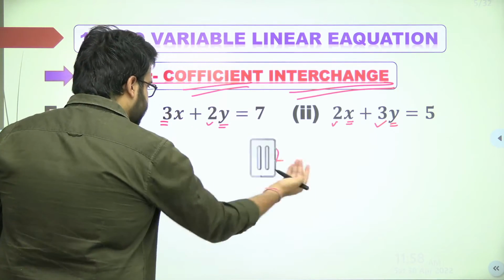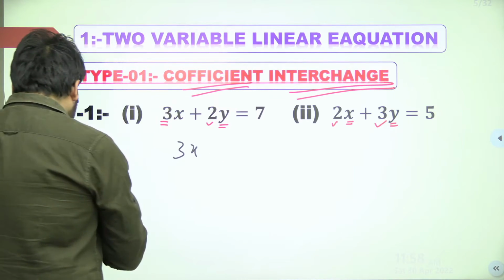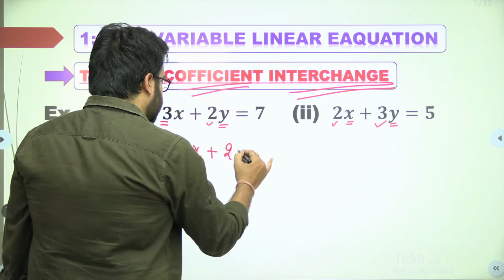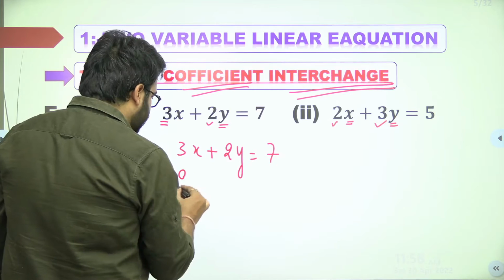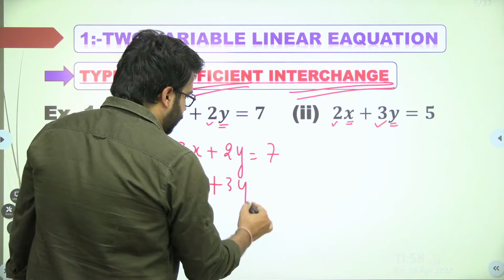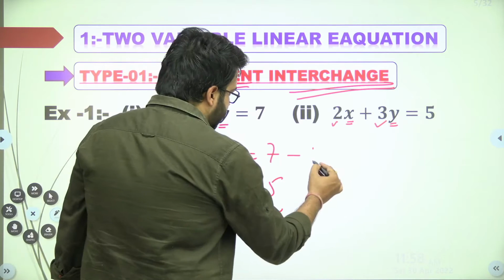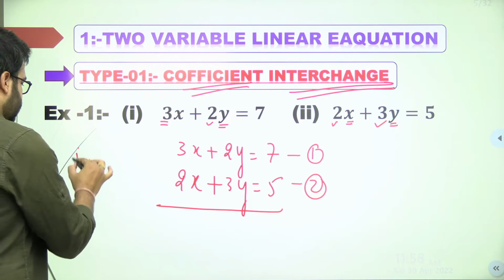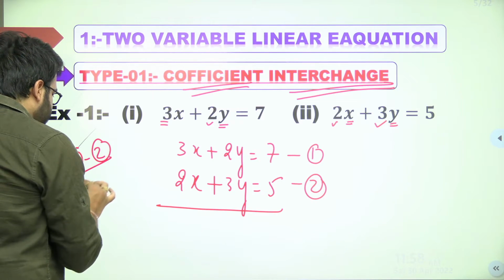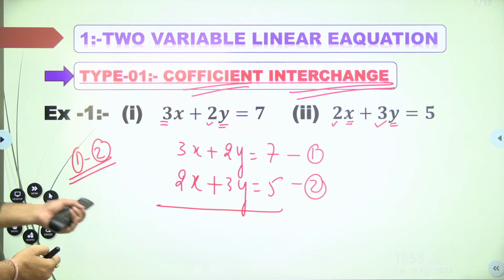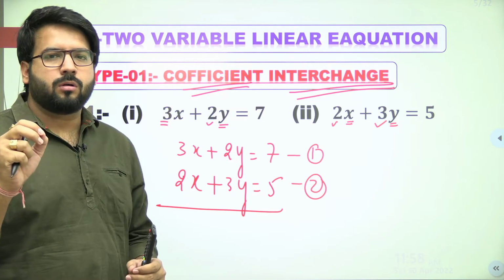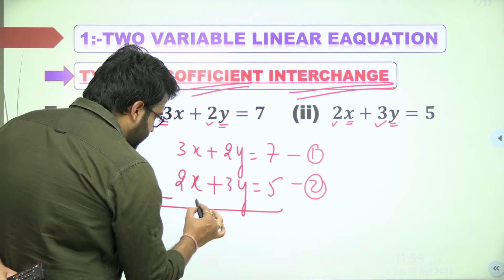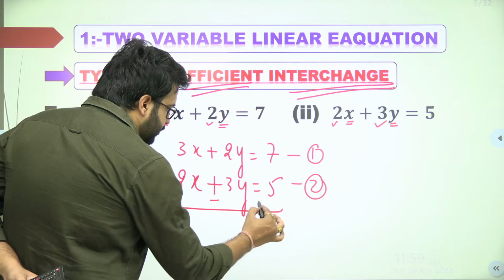The equation is given: 3x plus 2y is equal to 7, and the second equation is 2x plus 3y is equal to 5. So this is equation number 1 and this is equation number 2. Simply what we are going to do is equation 1 minus equation 2. That means equation 2 is subtracted from equation 1. When we subtract, the signs change. This will be minus, this will be minus also, this will be minus also.